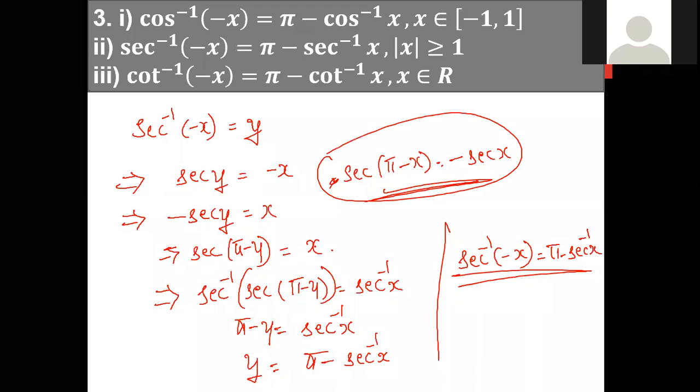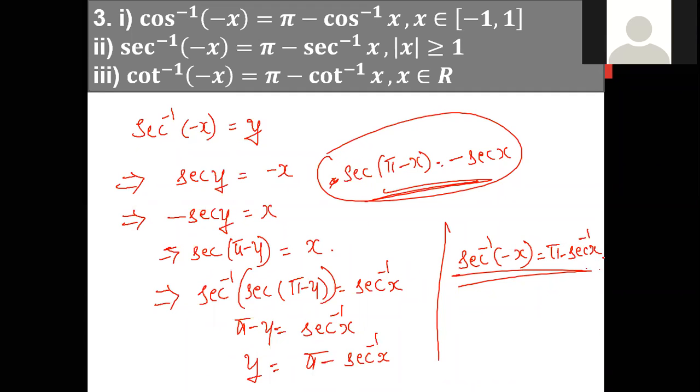I need secant inverse x. So apply secant inverse on both the sides. So you'll get secant inverse of secant of pi minus y is equal to secant inverse x. Secant inverse of secant x is x, but here in place of x we have pi minus y. So pi minus y is equal to secant inverse x. So y is equal to pi minus secant inverse x. But what is y? Secant inverse of minus x is equal to pi minus secant inverse x.